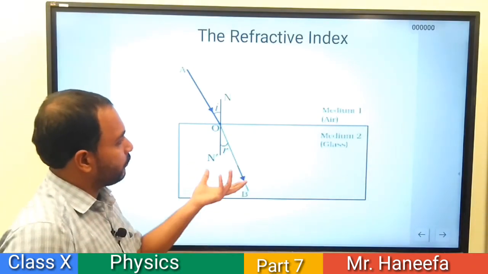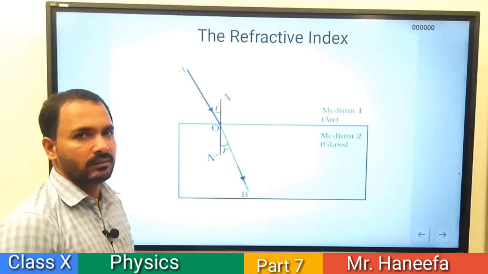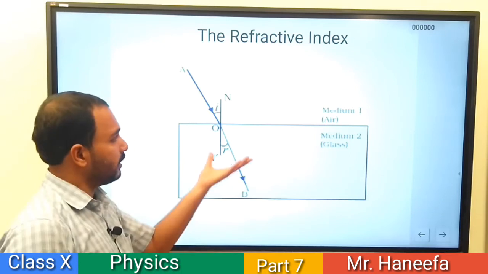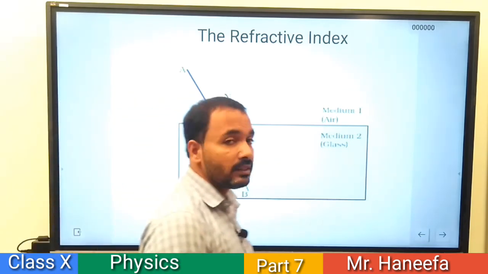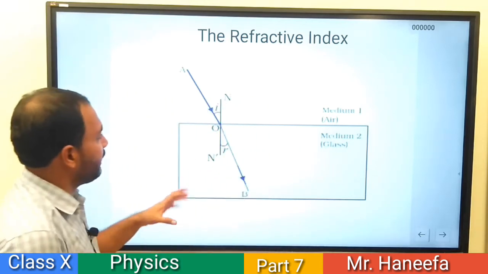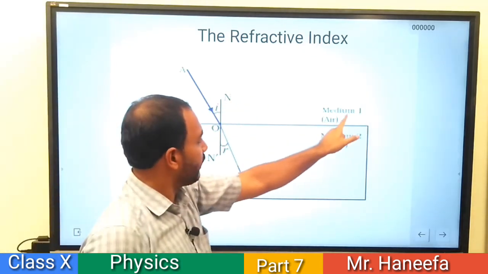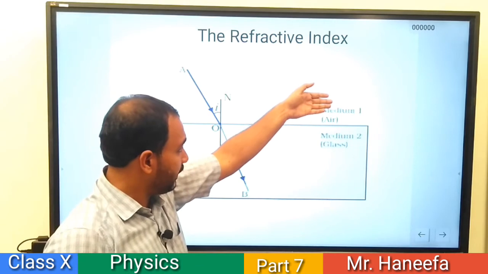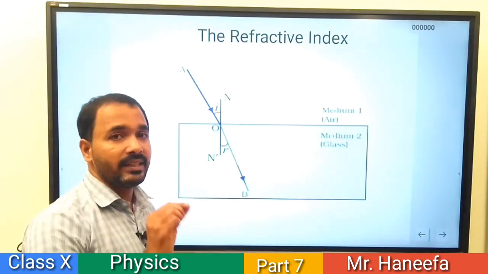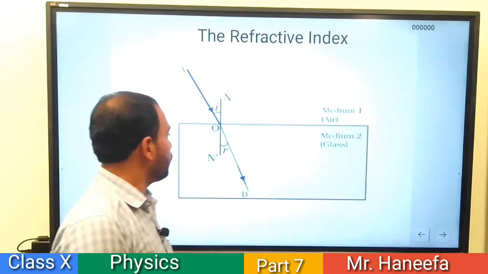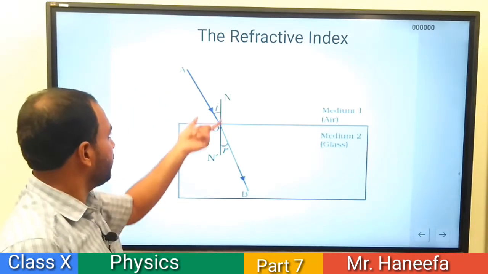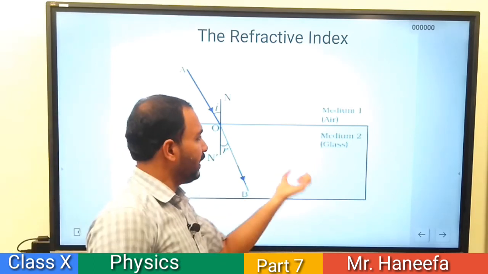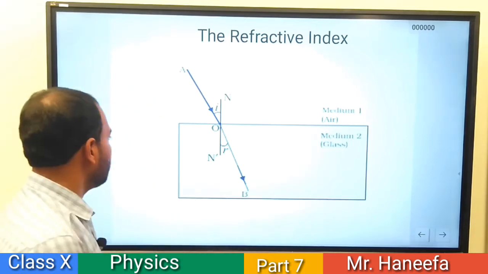So from this figure, we know what is i, the angle of incidence, and what is r, the angle of refraction. This diagram is used to explain refractive index. Here medium 1 is air and medium 2 is glass. In medium 1, that is air, the refractive index is n1. In medium 2, the refractive index is n2. Then v1 is the speed of light in medium 1, and v2 is the speed of light in medium 2.